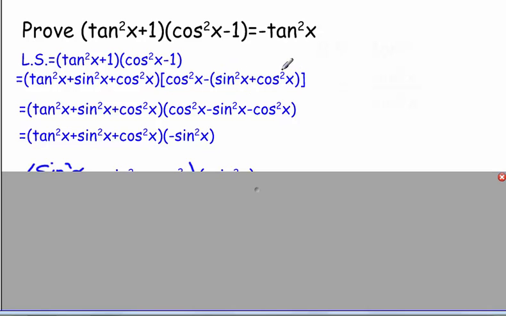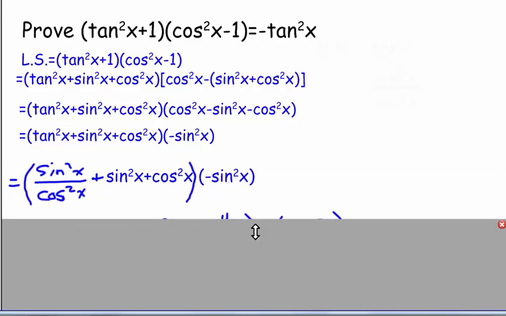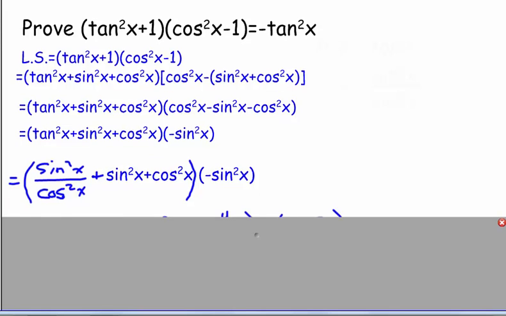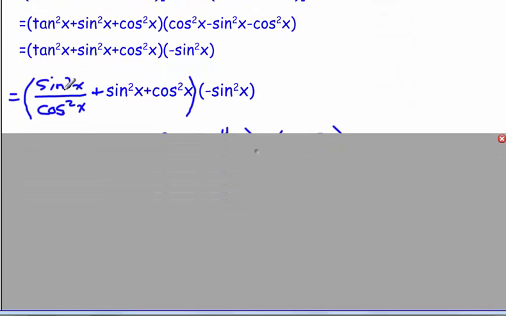1 is sine squared plus cos squared, and when we expand this and do the subtraction, it does simplify somewhat down to the negative sine squared. So we get to that negative sine squared in a different way to the one we did before. We still get there. Tan squared is sine squared over cos squared. So far I haven't done much with this.